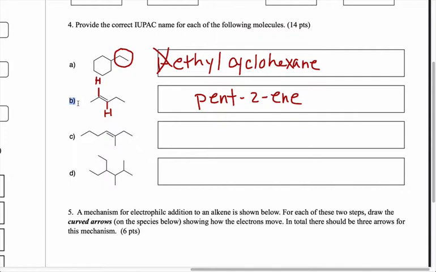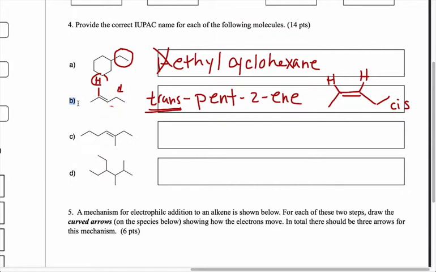And so what we see is that the substituents are on opposite sides of the double bond. The hydrogens are on opposite sides of the double bond. So this would be a trans pent-2-ene. And so you need to make sure you indicate the trans to avoid confusion with the cis pent-2-ene, which would look like this. Okay, that would be the cis molecule.